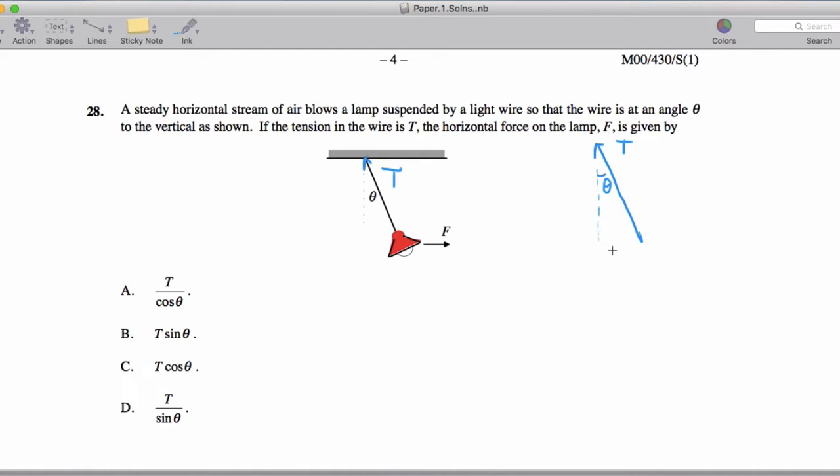For our components, I have one component that goes this way. If we're going to use SOHCAHTOA, look carefully at this. This component here is T sine theta. This component here is T cosine theta. So if we want to know what component balances F to keep it still in the horizontal direction, it's just, sorry, not cosine, I apologize, it's T sine theta. So there's our correct choice.